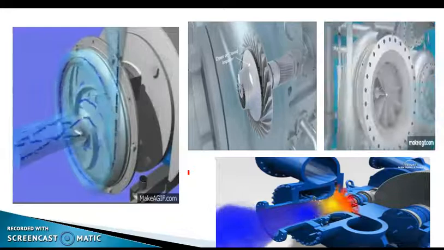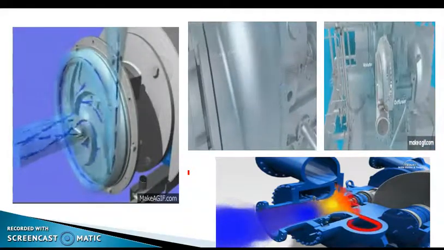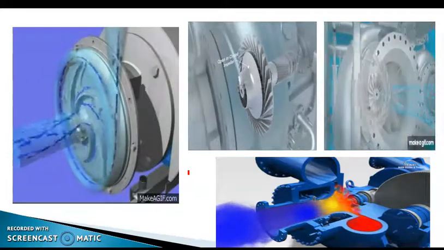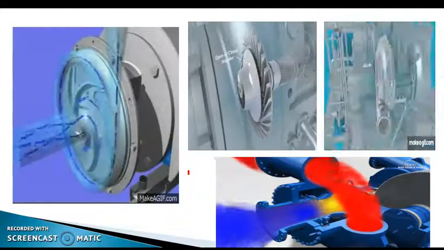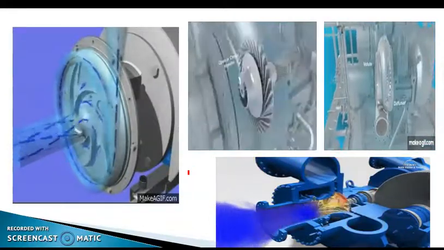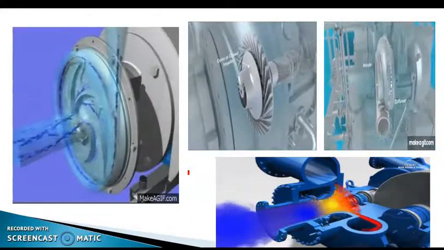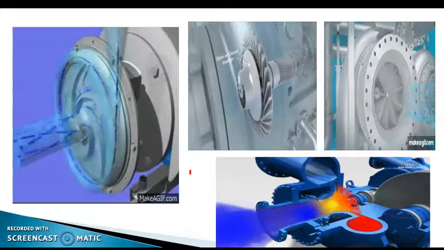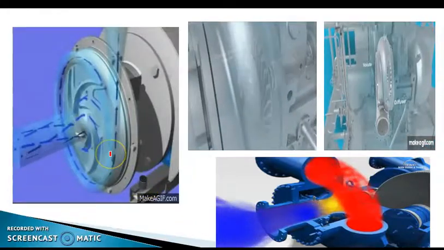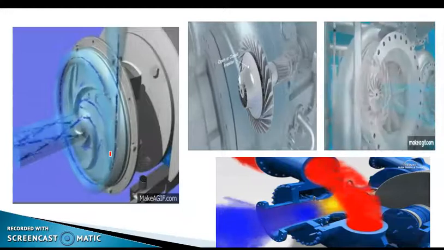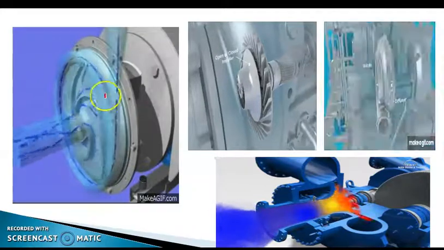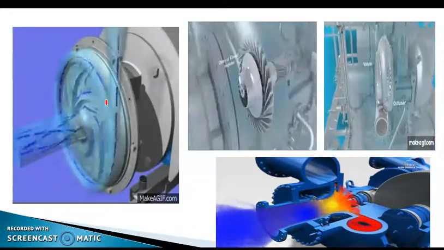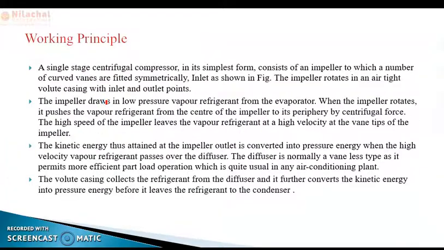The compression ratio that the impeller can develop is limited to about 4.5. But when a high compression ratio is desired, a multi-stage centrifugal compressor with intercooler is used. And here you observe the centrifugal compressor has no valves, no piston and no cylinder. The only wearing parts are the main bearings, and there is no other part. So this is about the construction and the working principle.